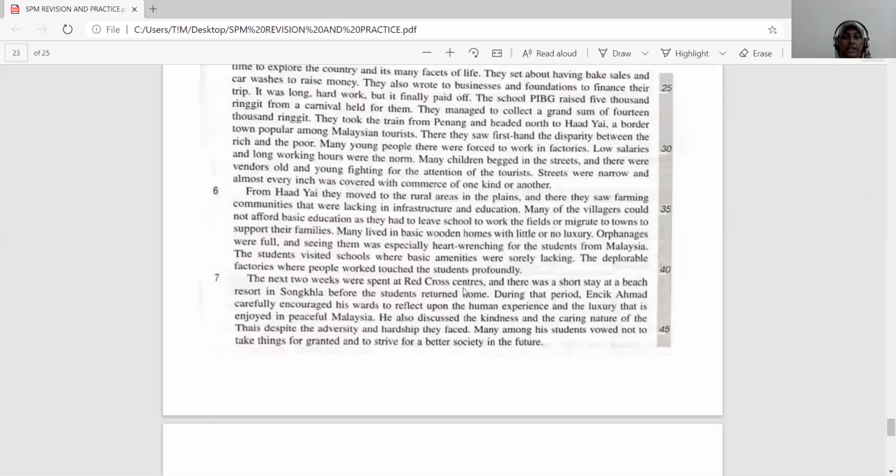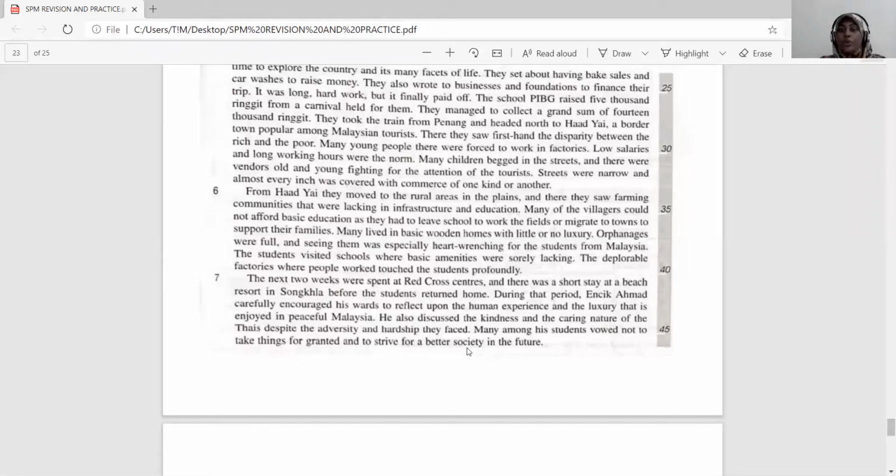There was a short stay at the beach for the students before they returned home. During that period, Encik Ahmad carefully encouraged his wards to reflect upon the human experience and the luxury they enjoy in peaceful Malaysia. So this is the theme of why he brought them to Thailand. They want to show how peaceful Malaysia is, how grateful we are, how privileged. He also discussed the kindness and caring nature of Thais despite the adversity and hardship they face. Many among his students vowed not to take things for granted and to strive for a better society in future.